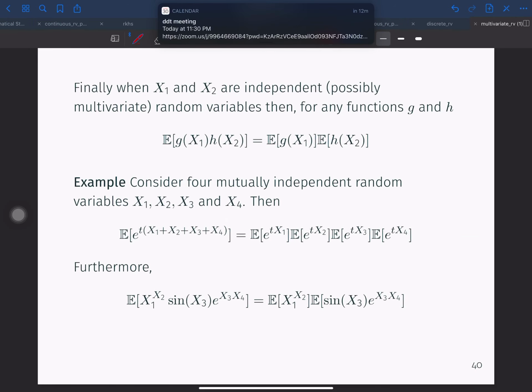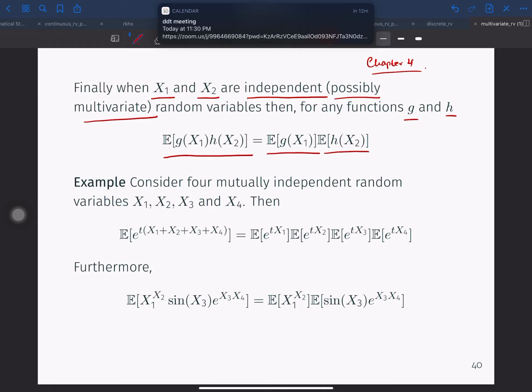So finally, we have already used this in chapter 4, but let us revisit it again. When x1 and x2 are independent random variables, possibly multivariate, then for any functions g and h, the expected value of g(x1)h(x2) can be written as the product of the expected value of g(x1) times the expected value of h(x2). You can see the book for the proof, but it's quite simple.